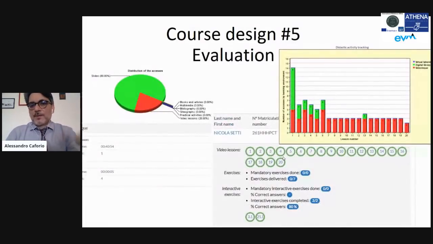Finally, the evaluation. These are some screenshots of our student tracking system. We have learning analytics because we have an LMS, a learning management system that we designed that is running. So we know what student is accessing what for each of the courses. We have this data also at the class level, at the academic year level, etc.